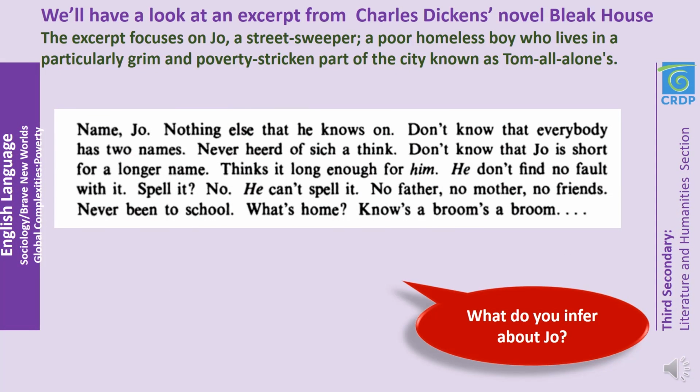We'll have a look at an excerpt from Charles Dickens' novel Bleak House. We'll see poverty from the point of view of literature. The excerpt focuses on Joe, a street sweeper, a poor homeless boy who lives in a particularly grim and poverty-stricken part of the city known as Tom All Alone's.